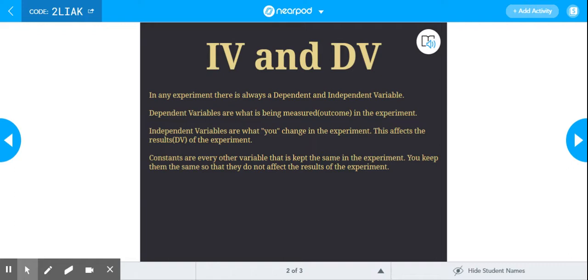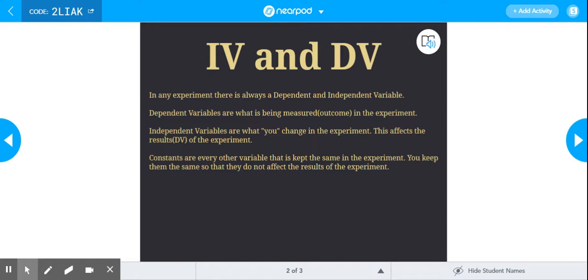The independent variables are the things that get manipulated. They're the things that are being changed in the experiment in order to see what happens to the results. And we'll see what I mean by that in the example in a second. The last thing is constants. Constants are every other variable that is kept the same in the experiment. You keep them the same so that they do not affect the result of the experiment.